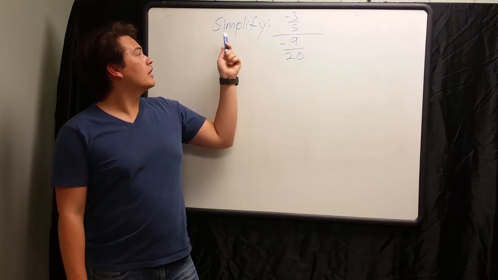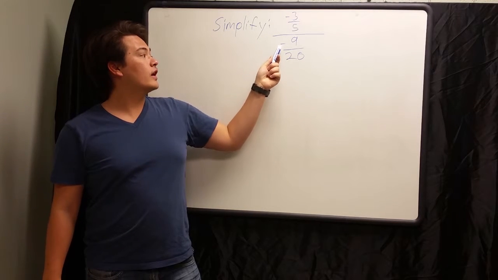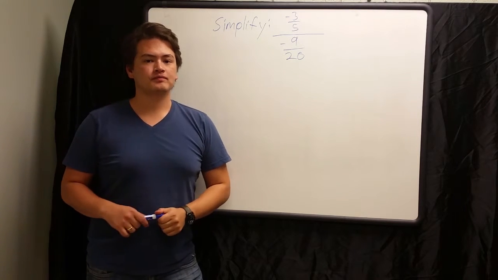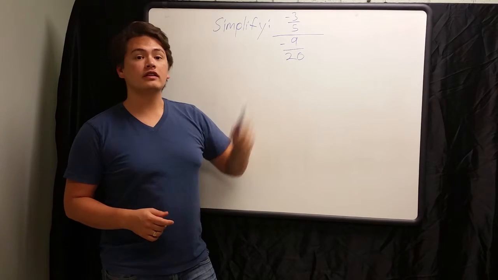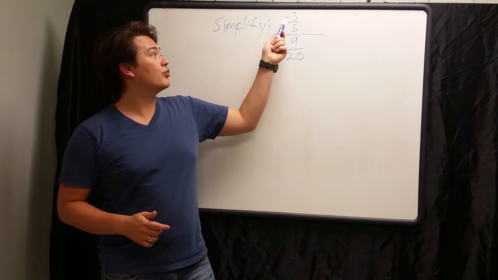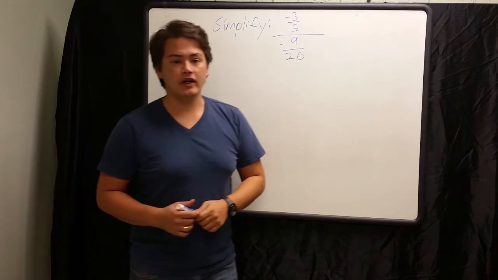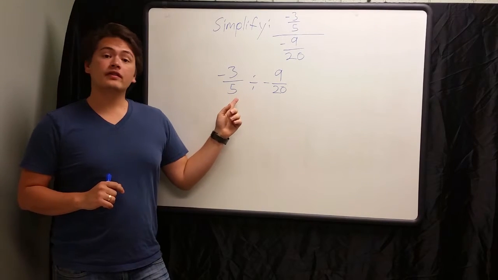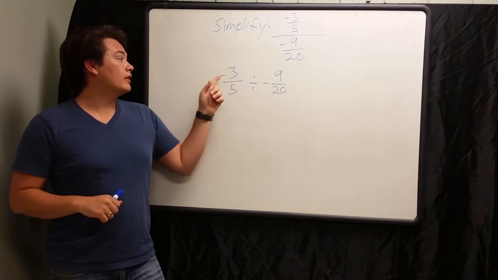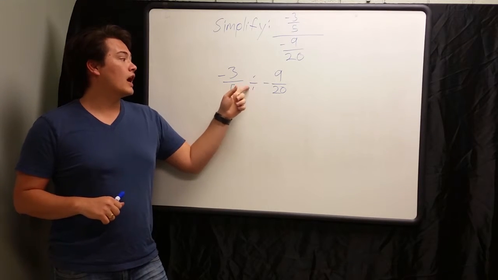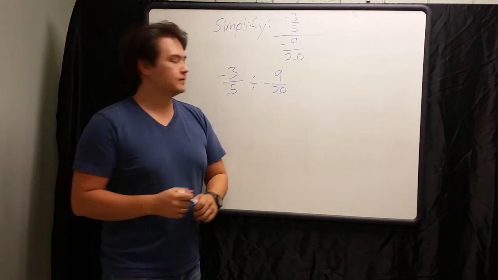This question is asking, simplify negative 3 over 5 over negative 9 over 20. Before I start this problem, I want to write this equation in a linear form. So negative 3 over 5 is being divided by negative 9 over 20. So now that we got this in a linear form, we're going to rewrite this with negative 3 over 5 times the inverse of negative 9 over 20.